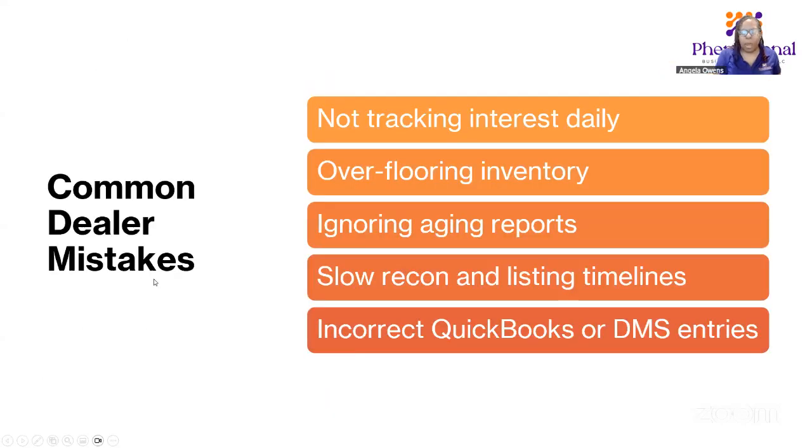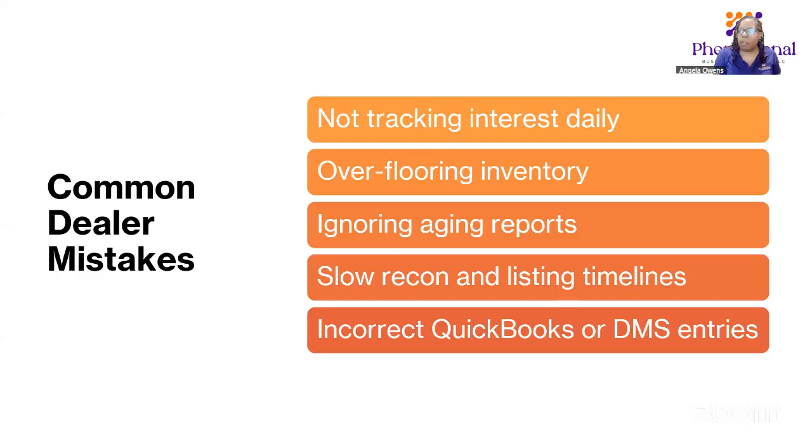So here's some common dealer mistakes. Not tracking your interest daily. So if you're not paying attention to how much your vehicle is costing as it's sitting on your lot, that can cause you a lot of problems down the road. Also, flooring too much inventory. If they offer you a $100,000 or $200,000 limit on the floor plan, you don't have to use the whole amount. You can just use what makes sense for your lot.